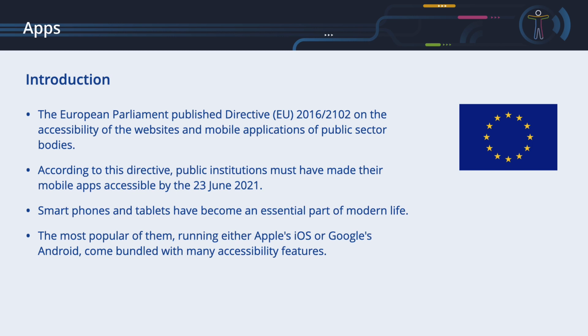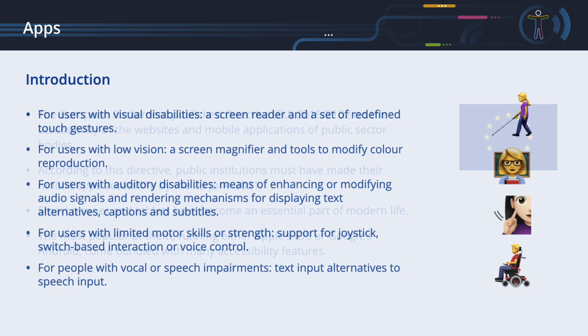Smartphones and tablets have become an essential part of modern life. The most popular of them, running either Apple's iOS or Google's Android, come bundled with many accessibility features. The main accessibility features offered by Apple's iOS and Google's Android are as follows.